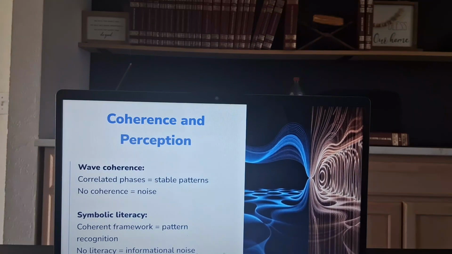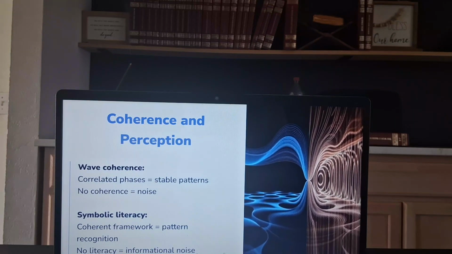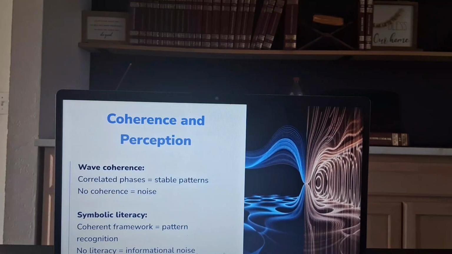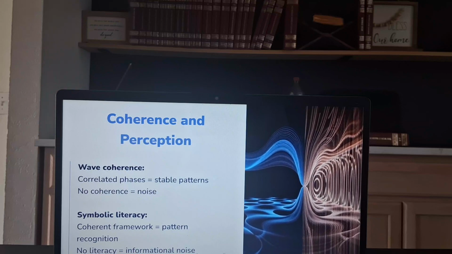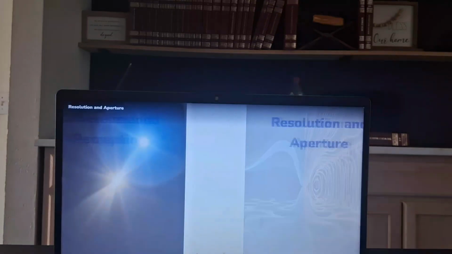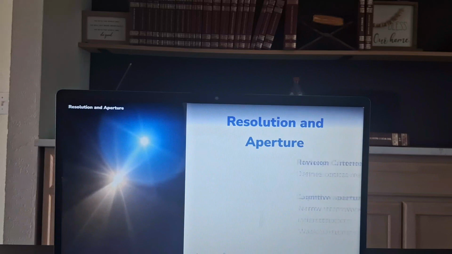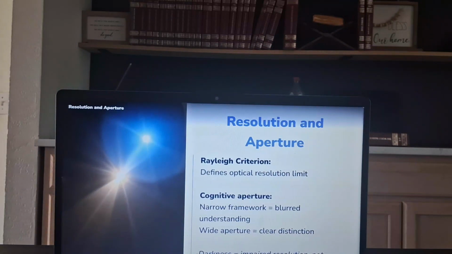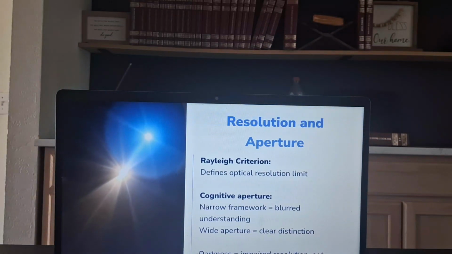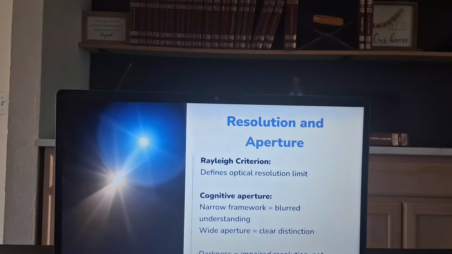Similarly, loss of symbolic literacy produces informational decoherence. The pattern exists, but the observer lacks the coherence to perceive it. The Rayleigh criterion defines when 2 points of light can be distinguished. Too little aperture and separate sources blur into one. Symbolically, insufficient cognitive aperture, a narrowed interpretive framework, renders distinct ideas indistinguishable. The world appears dim not because light is absent, but because resolution is impaired.